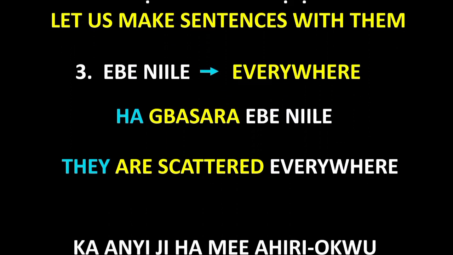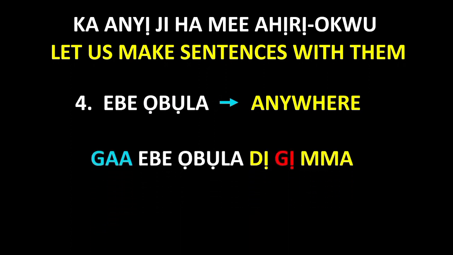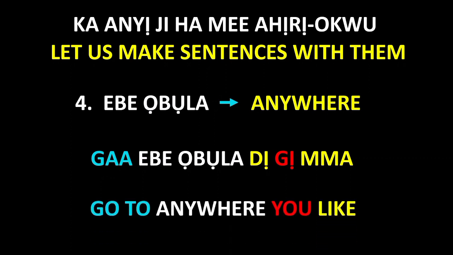Let's proceed to number 4 now. What is number 4? Ebe ọbụla, meaning anywhere. Let's go to sentence now. Gaa ebe ọbụla dị gị mma. What does this mean? Go to anywhere you like.